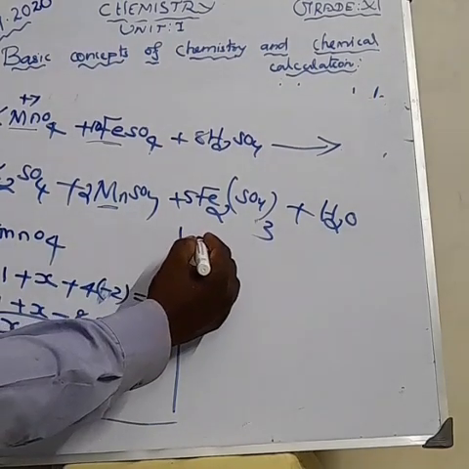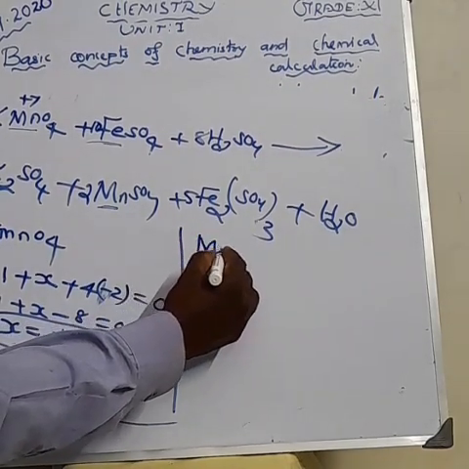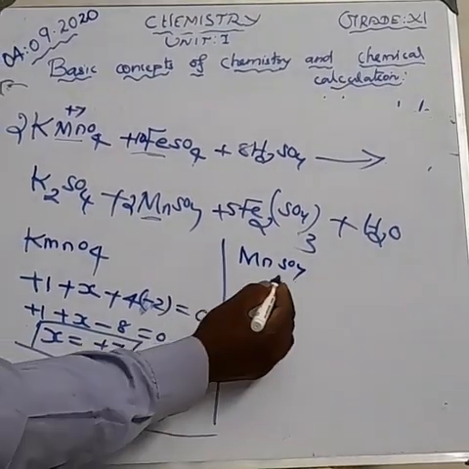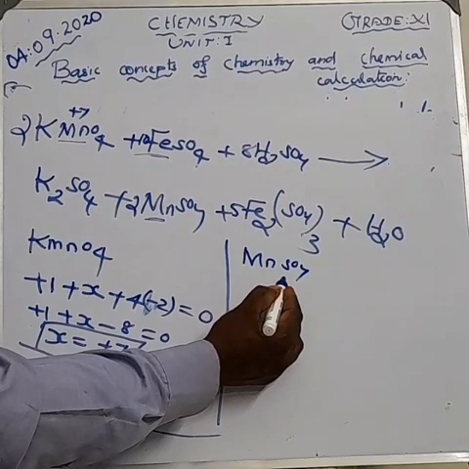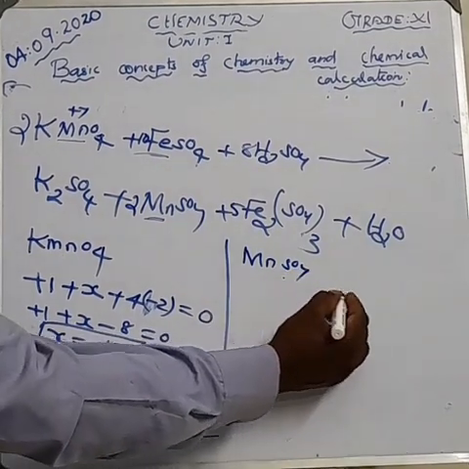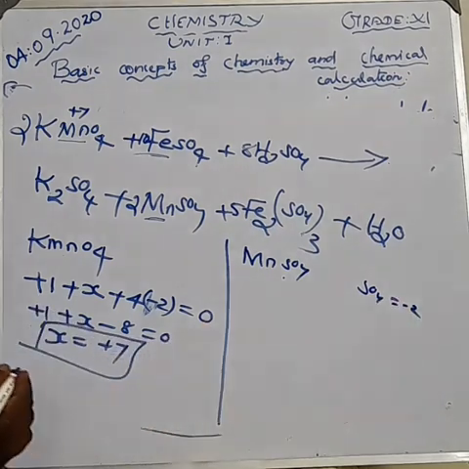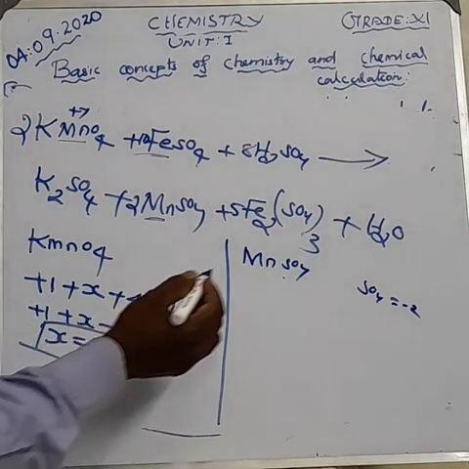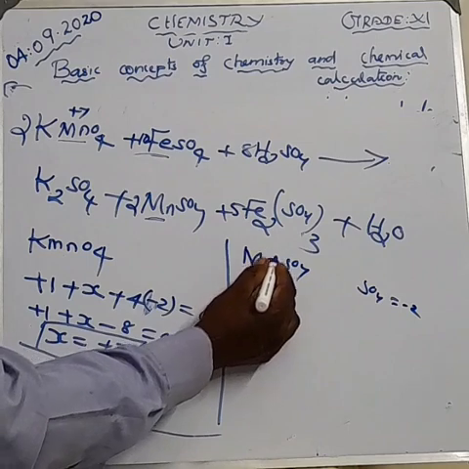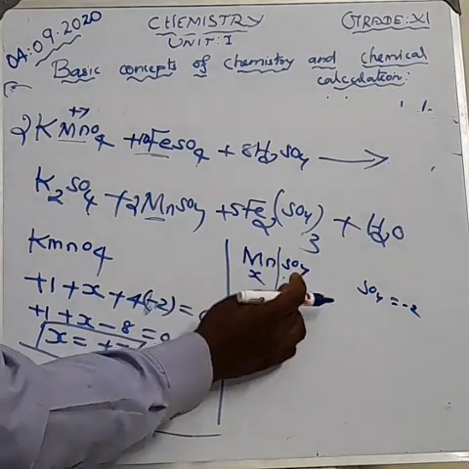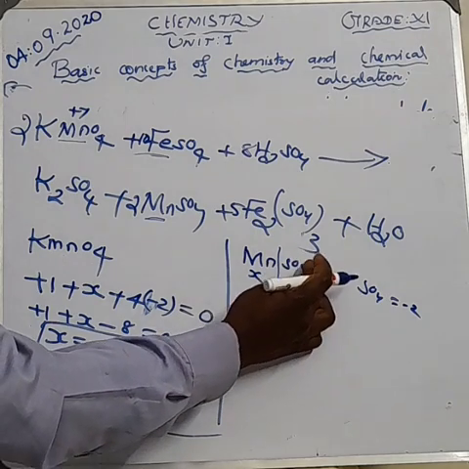Next, manganese sulfate, MnSO4. Okay? Here, all the sulfate ions can be taken as SO4, is equal to what? Minus 2. Here minus 2. And Mn you should take as X. Here this is a neutral compound.